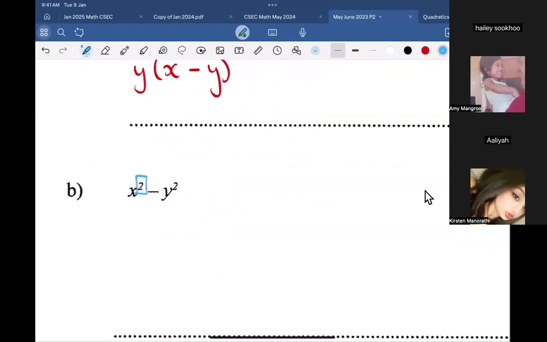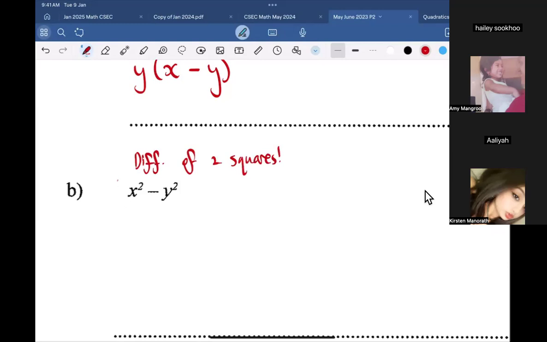What is this? Anytime I have something to the power 2, I would say this is 5 what? Squared. Are both of these terms squared? Yeah. So that's the difference between two squares. It's self-explanatory. This is the difference of two squares.